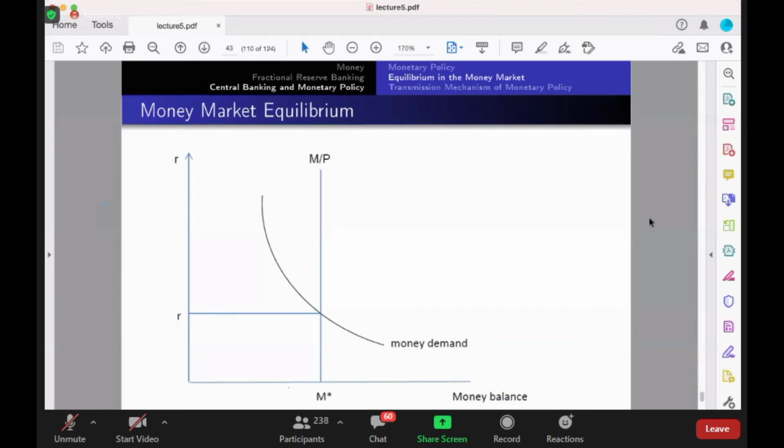Yes, please. Monica, let's go. I wanted to ask, is it because demand is perfectly inelastic? No. It's because money supply is fixed. The supply of money in the economy is fixed by the central bank. It's not because of inelasticity and all those things. Okay, thank you.